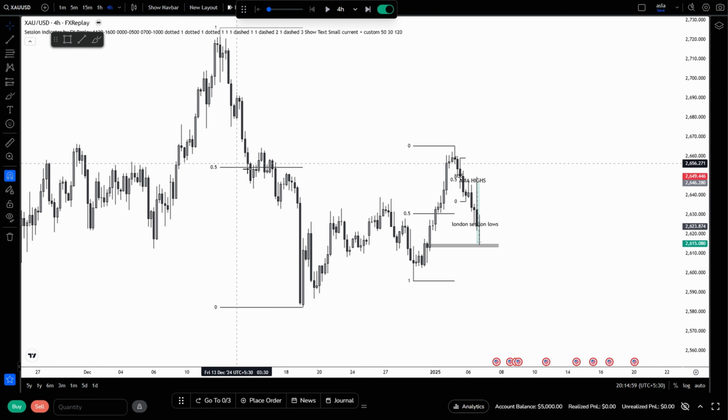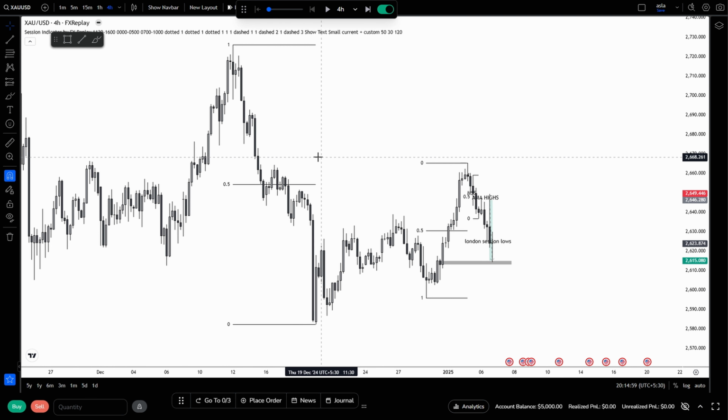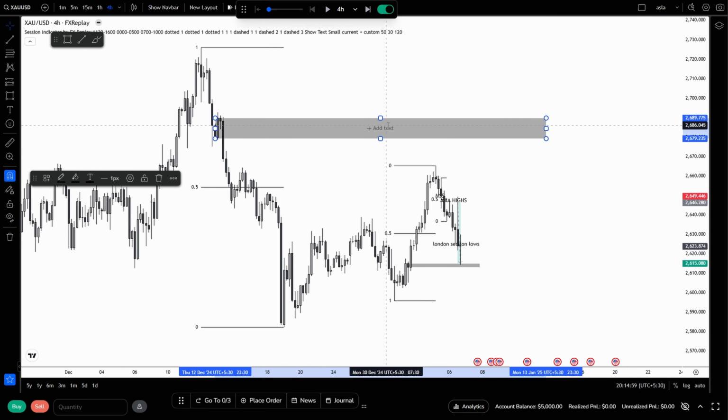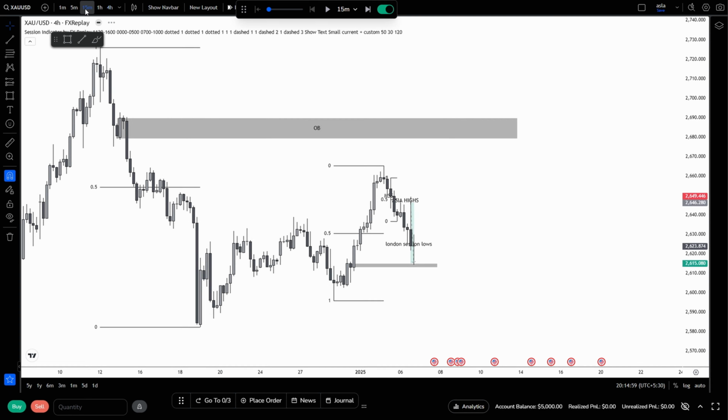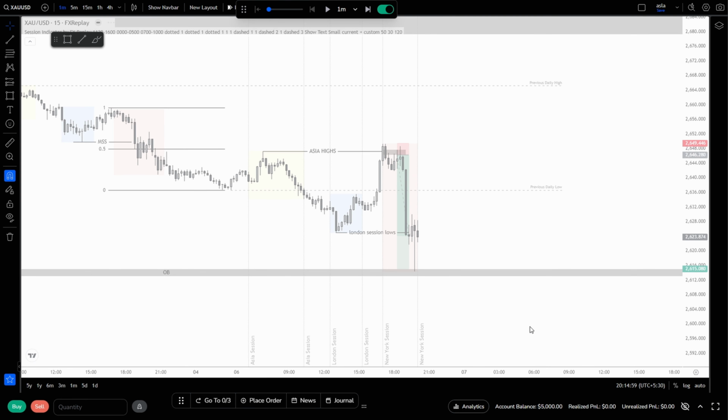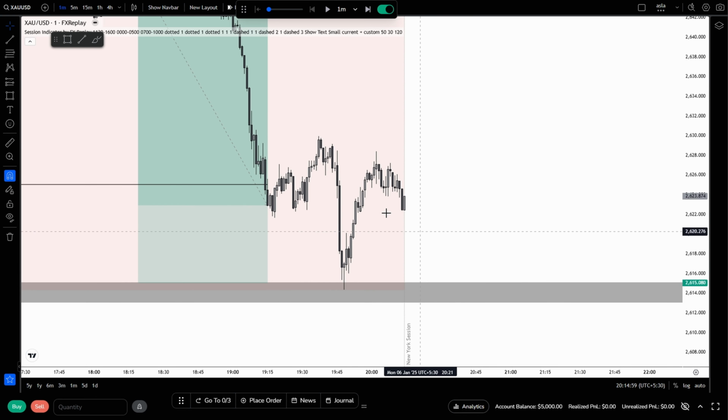When we look at the 4-hour external range, we can see that there is an order block located in the premium of the range. This order block becomes our next draw on liquidity, and based on this structure, we can reasonably expect price to move toward that level. Once our draw on liquidity is defined, we shift down to a lower time frame to look for precise entries.